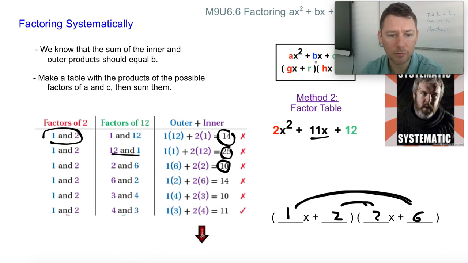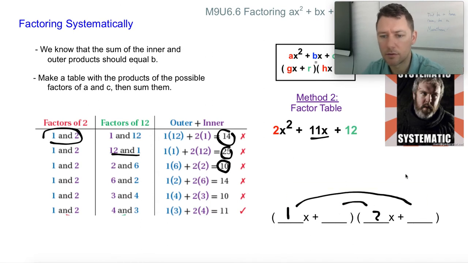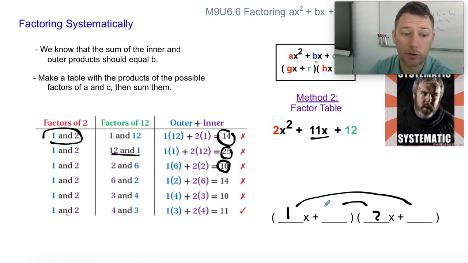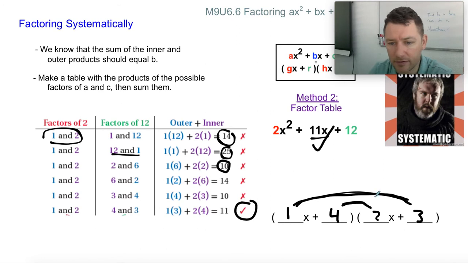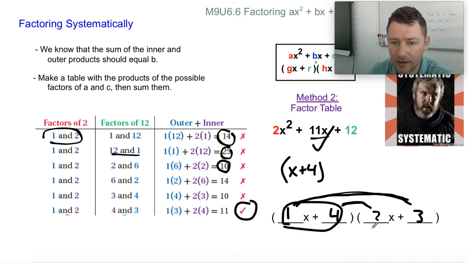Eventually, we find one where once we do the right order, we say 4 and 3. This is 3x and 8x, and 3 and 8 is 11. Ka-ching, and that's what we want. So this is our factored form: x plus 4, times 2x plus 3.